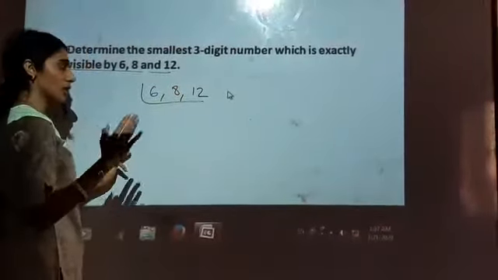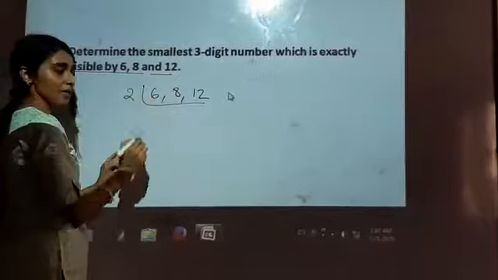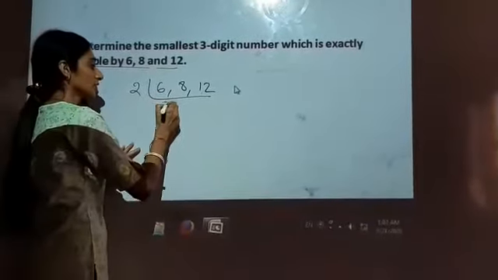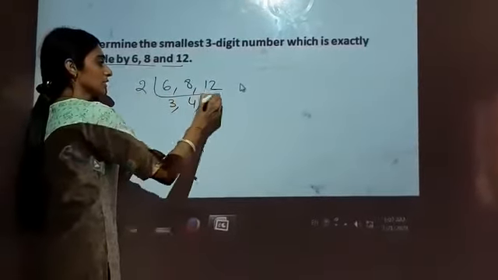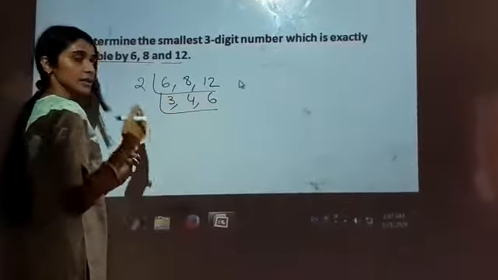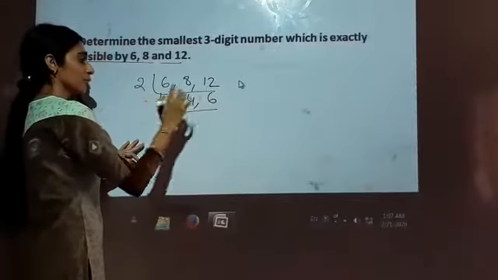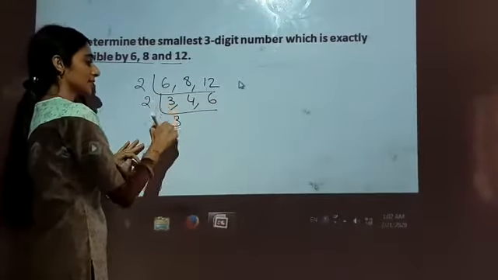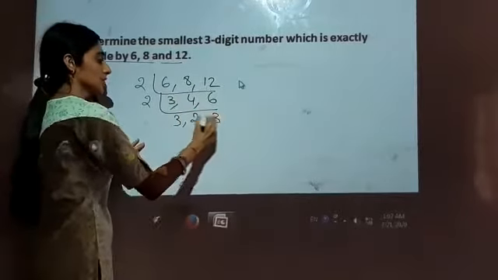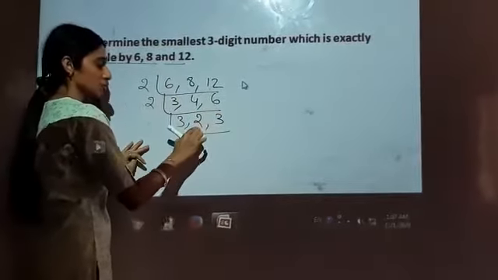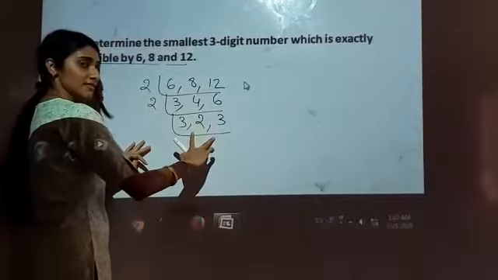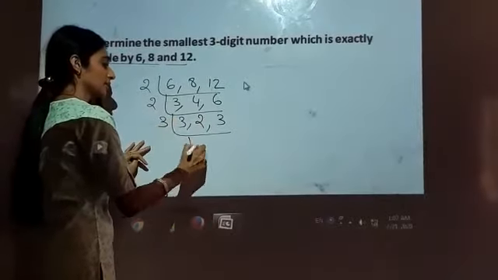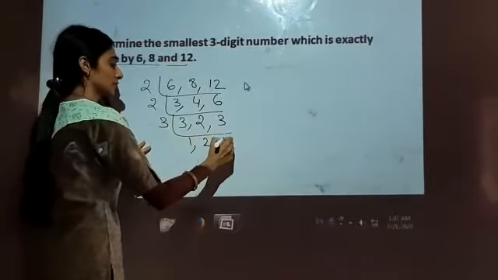Find any common number that divides at least two of them. So let's take 2. 2 3s are 6, 2 4s are 8, 2 6s are 12. Then again these two numbers are divisible by 2, so 3 will remain as it is. Then 2 2s are 4, 2 3s are 6. Next, only 2 is here, but these two numbers are divisible by 3. So 3 1s are 3, 2 will remain as it is, 3 1s are 3.